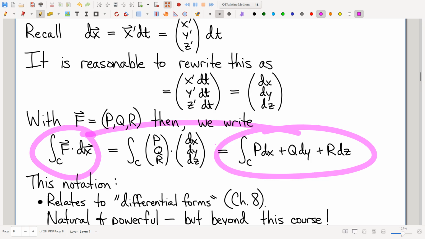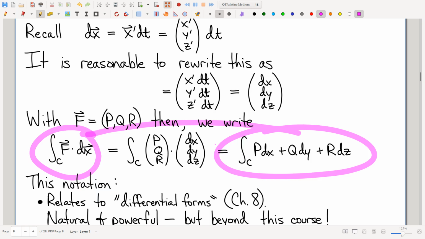And some people really like this notation. So instead of writing integral f dot dx, some people prefer to write integral p dx plus q dy plus r dz. Now, I got to tell you, I don't think I'm making a good sales pitch for this notation right now, right? I mean, look, it's clearly bulkier, right? Why would anyone want to write out a bulkier notation to represent what is, in fact, exactly the same thing?